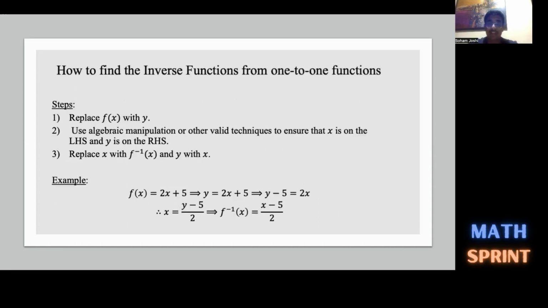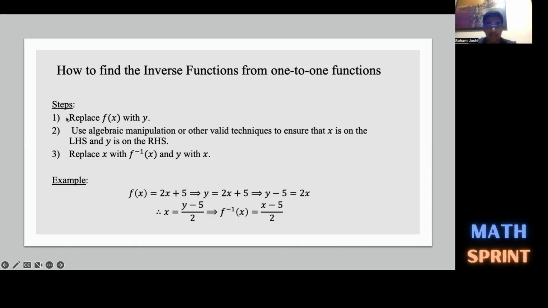Now, how to find inverse functions from one-to-one functions? There are different ways, generally, to find the inverse function. Algebraic manipulation is definitely necessary, but remember, inverse functions only exist for functions which are one-to-one for a given domain. So let's go through a series of steps.